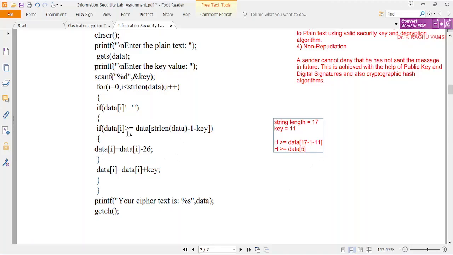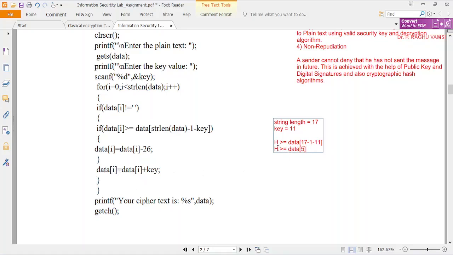So this is the way some algorithmic trick has been placed here, so that some character will be assigned instead of H. So data of I, otherwise, if the data of I is not equal to this one, it will be checked. Otherwise, data of I is equal to data of I plus key. So if H is not greater than or equal to data of 5, then data of I is equal to data of I plus key.